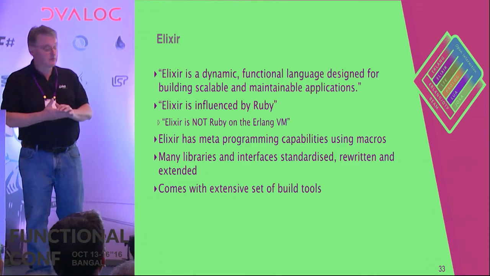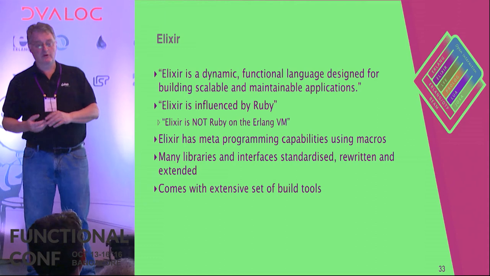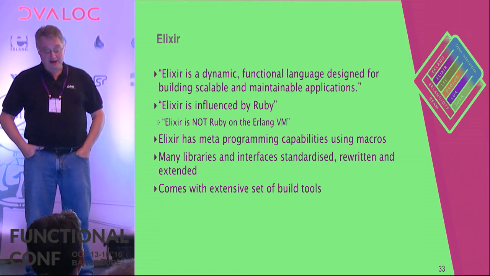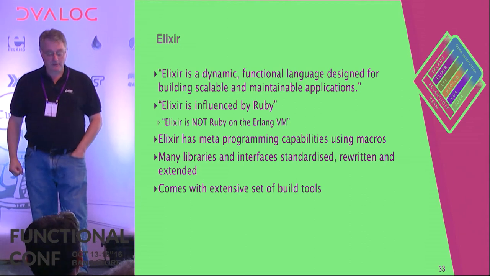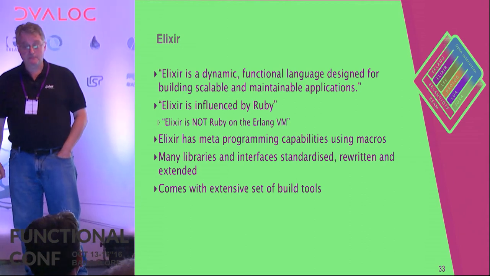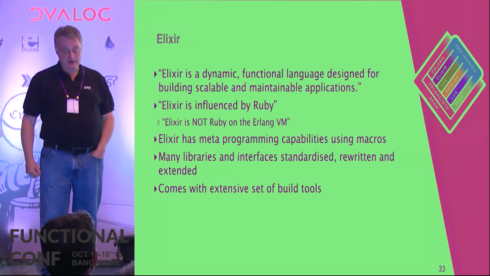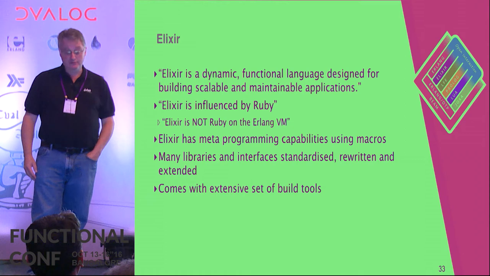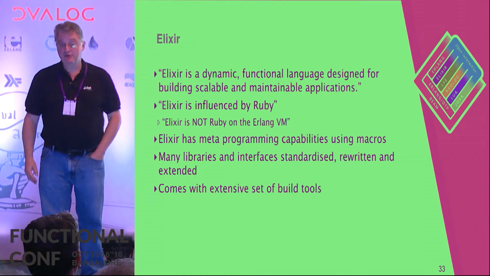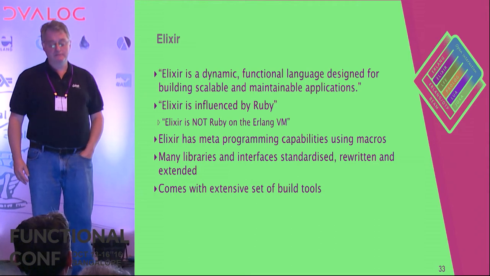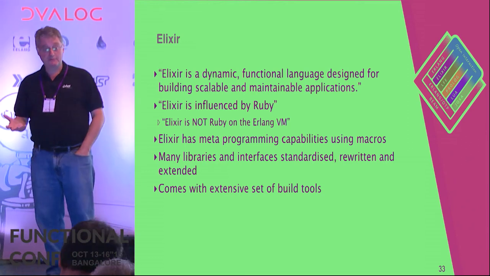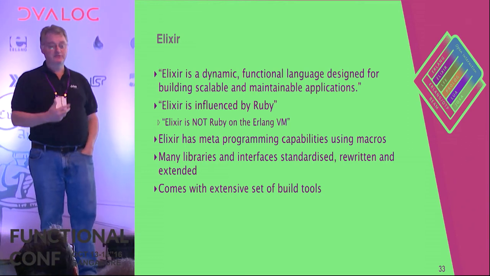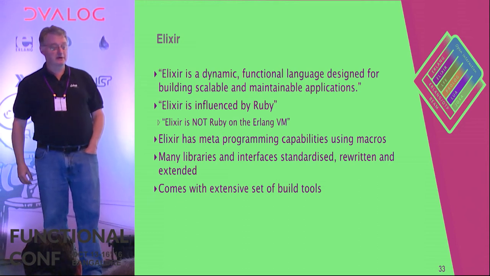So one example, of course, is Elixir, which is relatively new but becoming very popular. And from its own quote, it's a dynamic functional language designed for building scalable and maintainable applications. Yes, that is what the whole ecosystem is all about. So they're on to that. It's influenced by Ruby, but it's not Ruby. So it looks Ruby-ish, but it's definitely not Ruby. It has metaprogramming capabilities using macros. We can write things for it. And it has many libraries and interfaces. They've been standardized, rewritten, extended with new features as well, too. For example, they're using the OTP behavior functionality by adding new behaviors to the system, which is nothing strange because that's what OTP allows you to do.